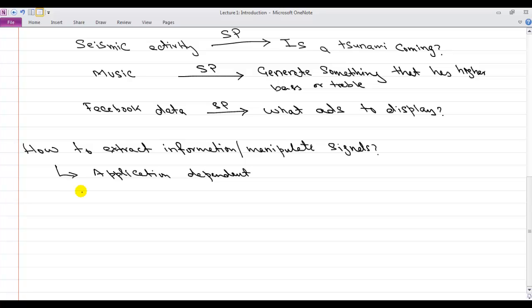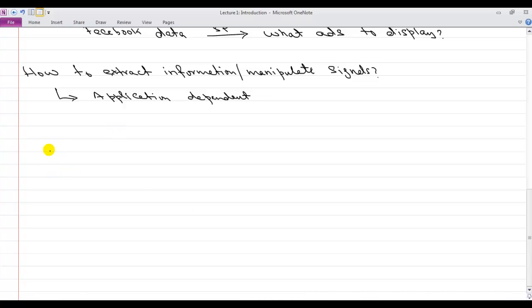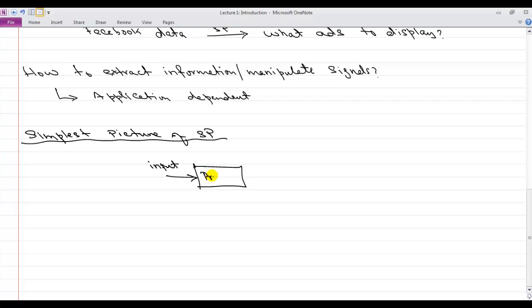Okay. So let's look at the simplest picture of signal processing, what it looks like in terms of a block diagram. The simplest picture looks like you have an input, and then that input goes through some block in which we do processing and we get output. Now, any block that takes as input a signal and generates an output, what is that called?